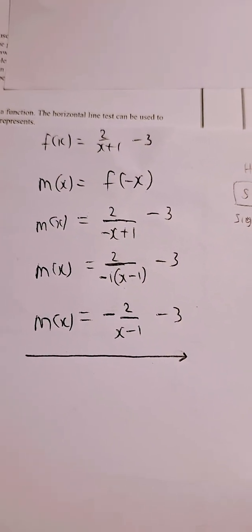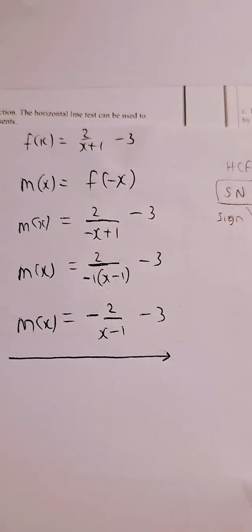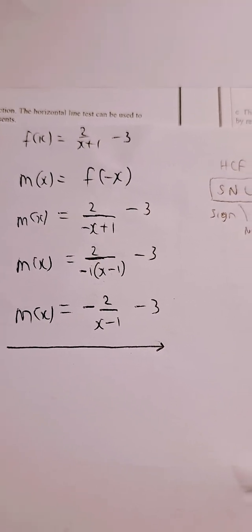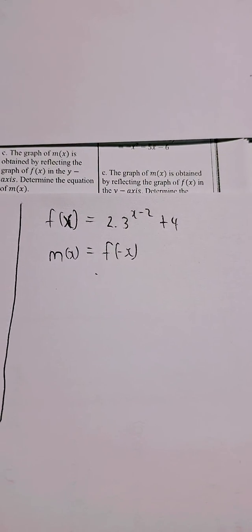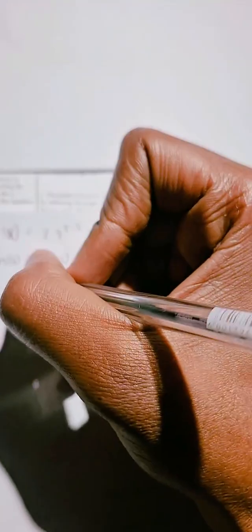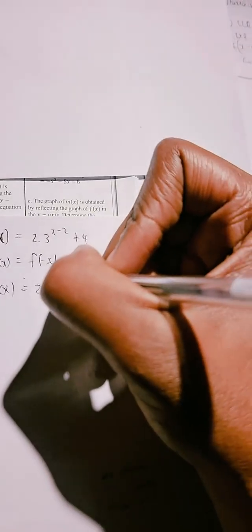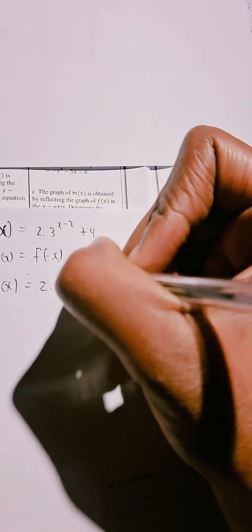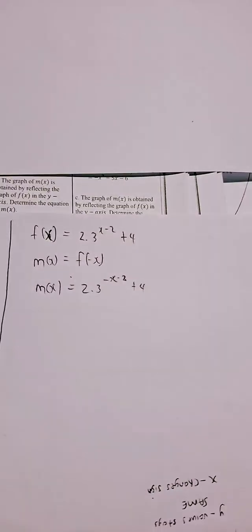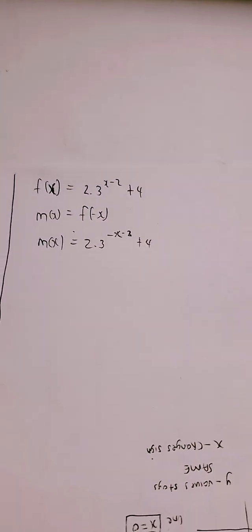Reflection in the y-axis means who stays the same? Y stays the same. Who changes? X, and its sign. So that means we are going to say m of x is equal to f of negative x. Then we go to the x there: 2 times 3 to the power negative x minus 2, plus 4. Does that make sense, guys?